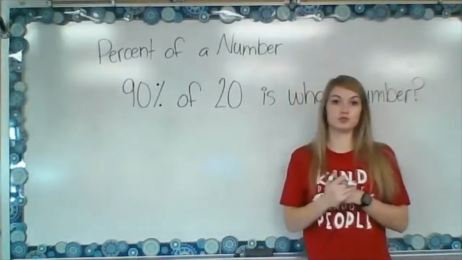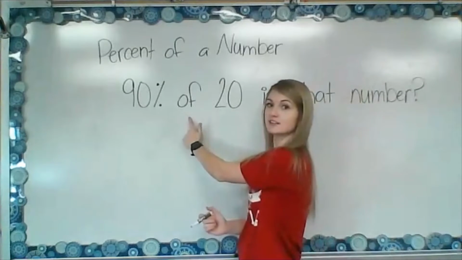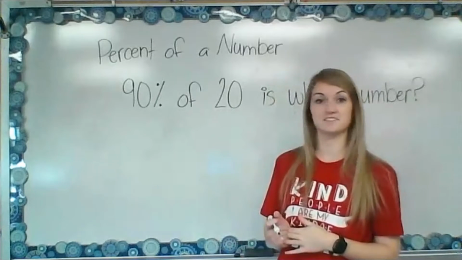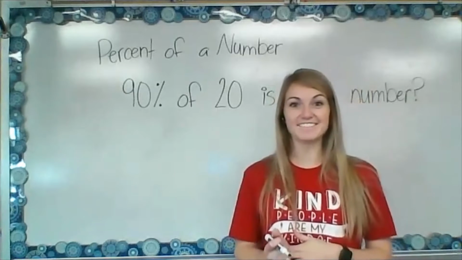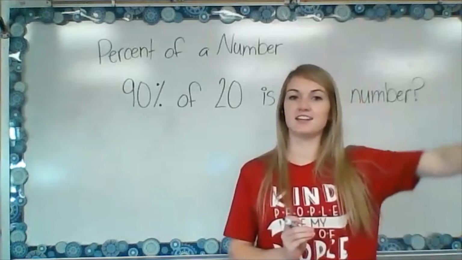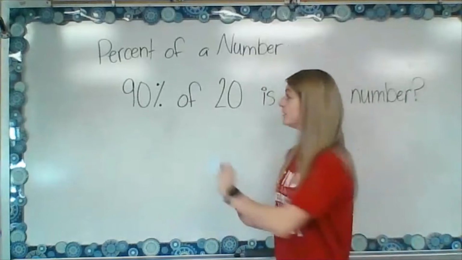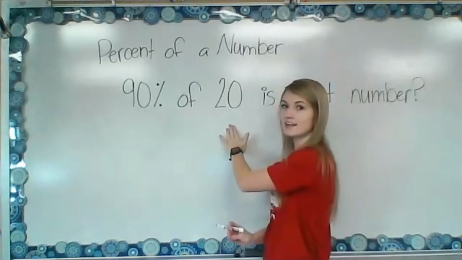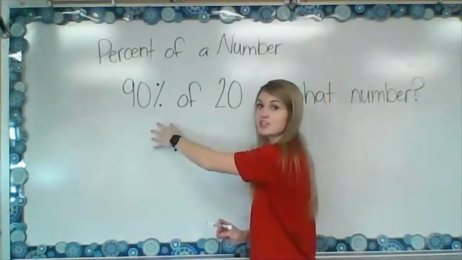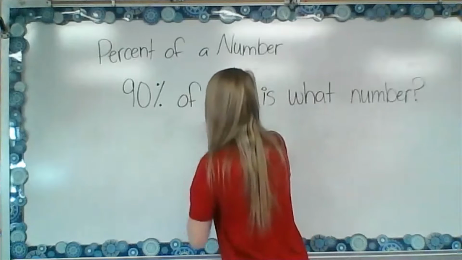So, a key trick to these problems is knowing that the word "of" also means multiply. There's something new for you, right? Okay, of means to multiply. And you'll see this a lot as you go through your math classes in the future, but this is just an introduction. So if it says 90% of 20, and I just told you of equals multiply, I'm basically saying 90% times 20.